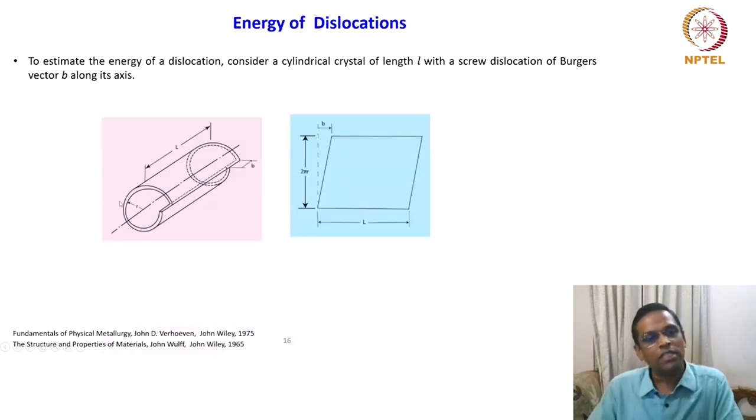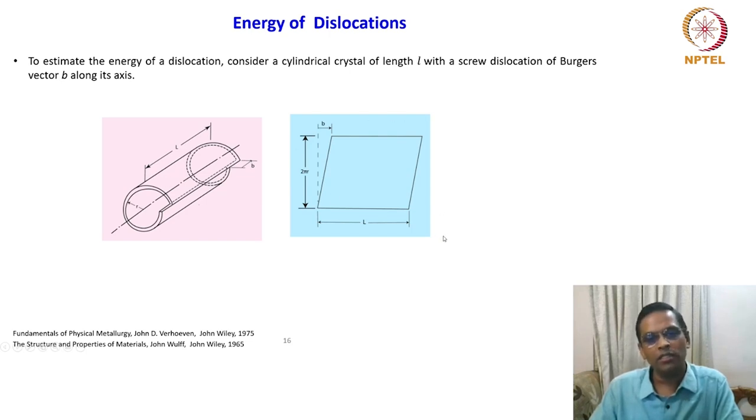So we are going to consider this kind of a geometry. This is a cylindrical crystal, and this is the screw dislocation, as I just demonstrated in the previous slide. The Burgers vector is b here. The radius of the cylinder is R. The length is L.